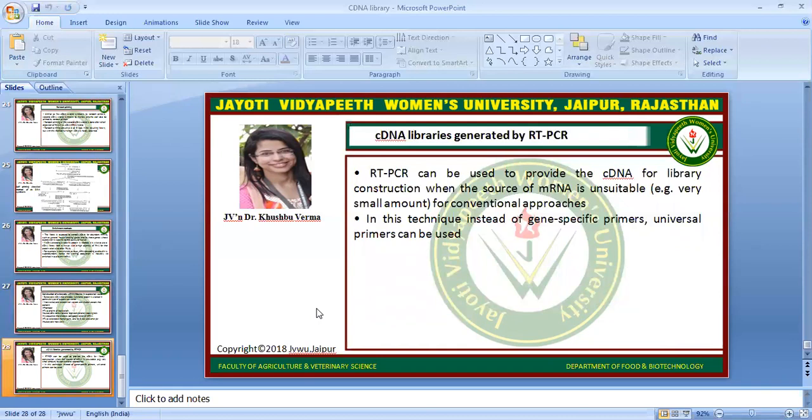Now we will discuss cDNA libraries generated by RT-PCR. RT-PCR can be used to provide the cDNA for library construction when the source of messenger RNA is unstable or in too small an amount for the conventional approaches. In this technique, instead of gene-specific primers, universal primers can be used.